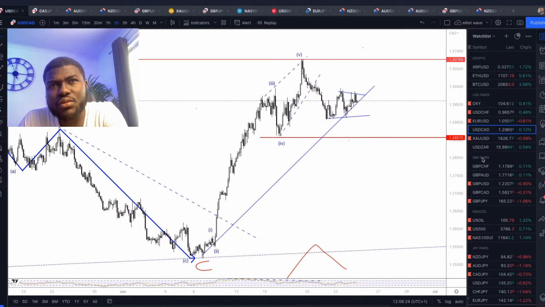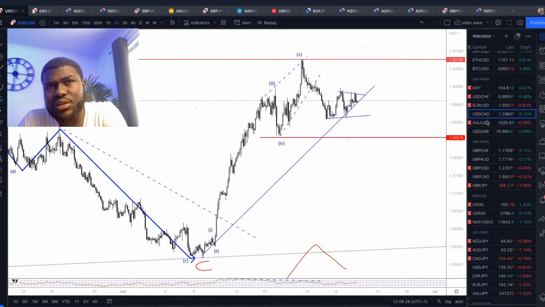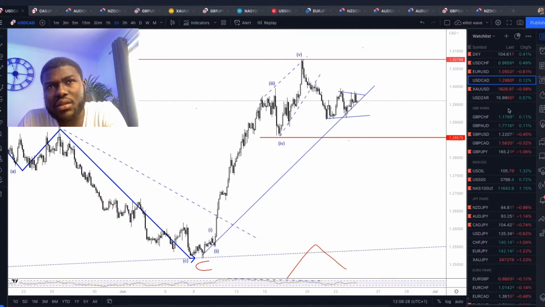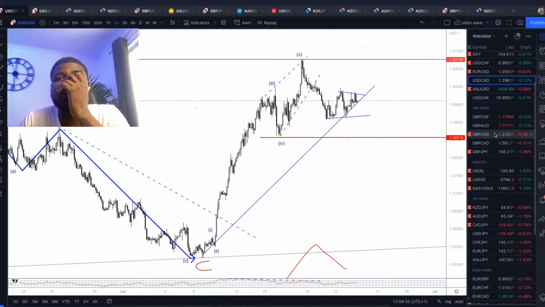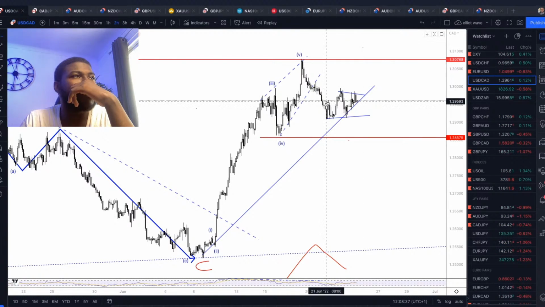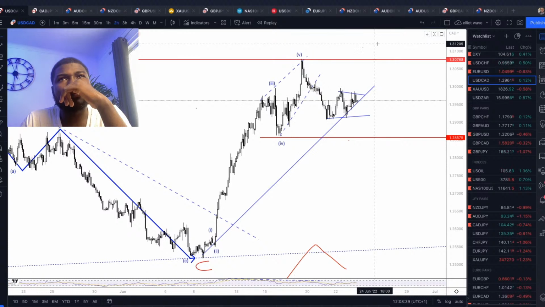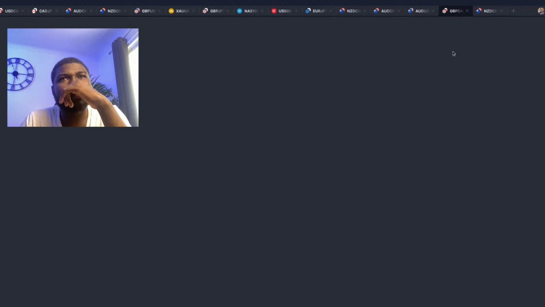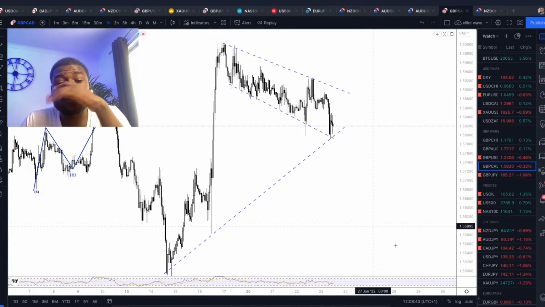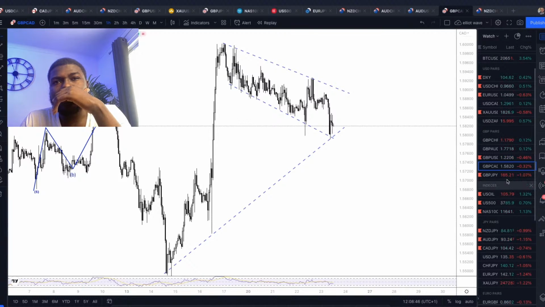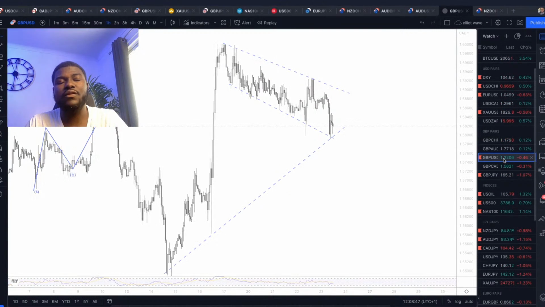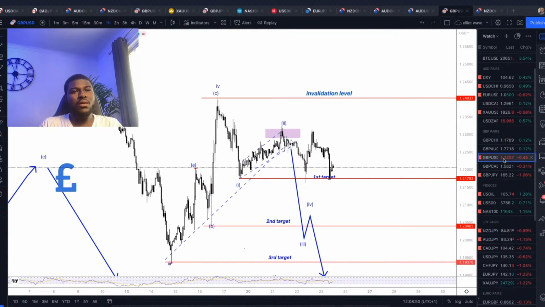I think we've been able to analyze the USD pairs. Now let me quickly rush and check GBP pairs and see what is happening on them generally. Okay, let me start from GBP pairs itself. Can you see that, guys?